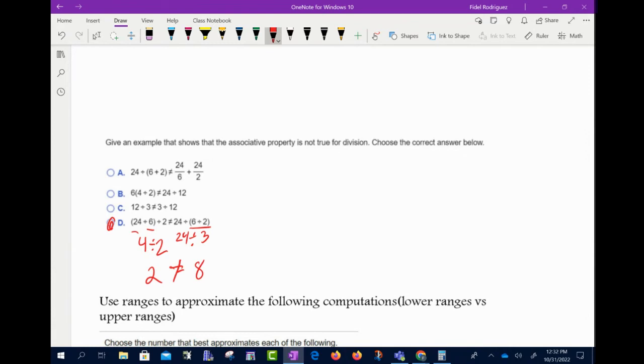And again, I can't use the associative property for dividing. It doesn't work. So the associative property only works for adding and multiplying, okay? Doesn't work for dividing, and it doesn't work for subtracting either.